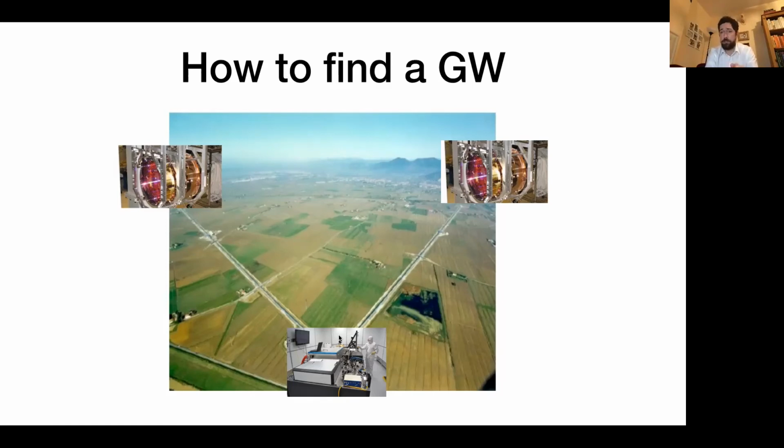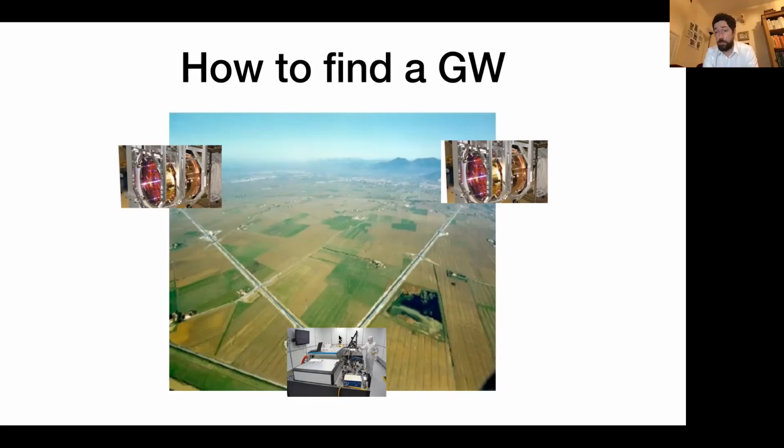You shine light down the two arms, reflected off mirrors, and compare when that light arrives back at your detector. And you can use that to measure the length of the arms and tell whether a gravitational wave has passed through. So the idea is quite old. There are papers from the 1960s and so on proposing this technique.